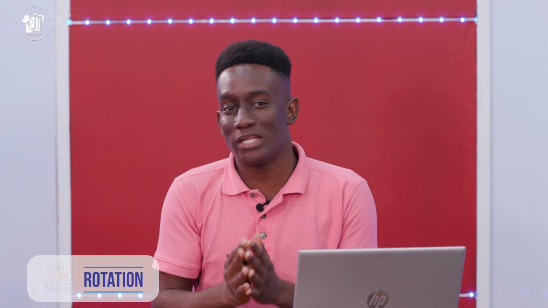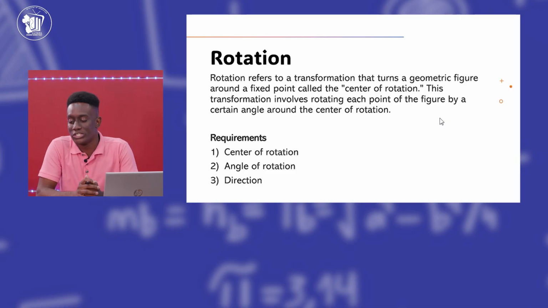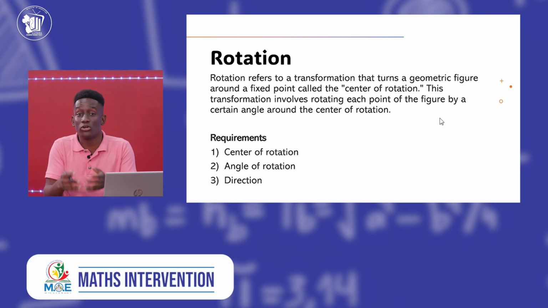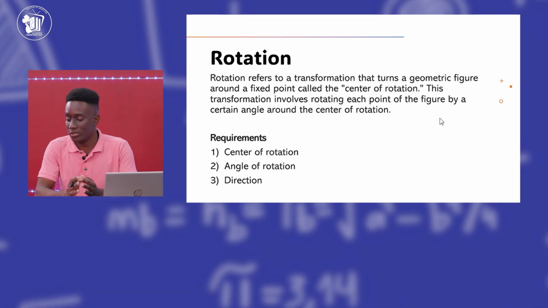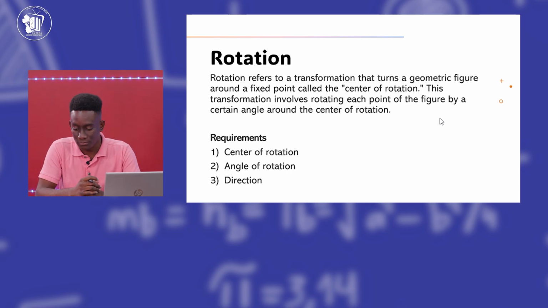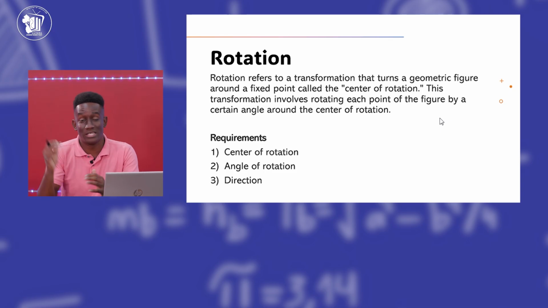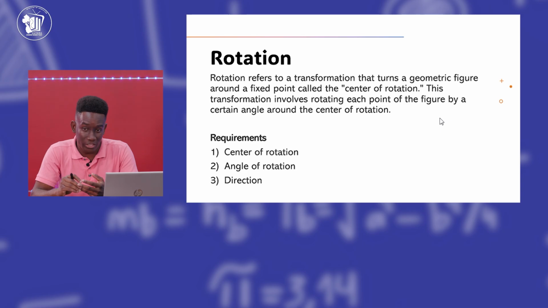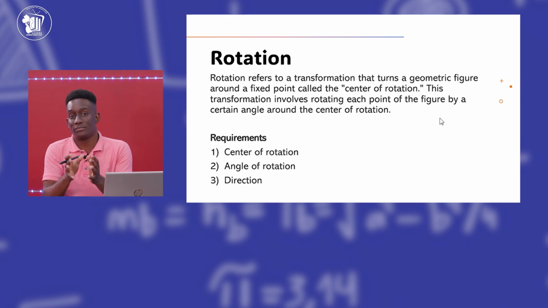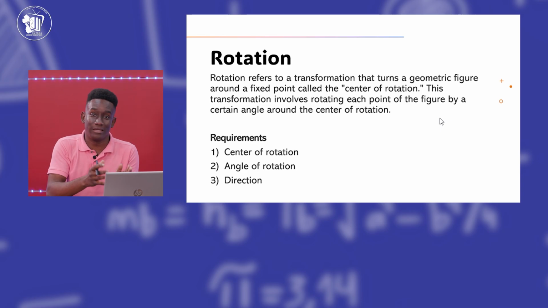In this video we will be looking at rotation, and let's head straight into it. Rotation refers to a transformation that turns a geometric figure about a fixed point called the center of rotation. This transformation involves rotating each point of the figure by a certain angle around the center of rotation. And like all of the other transformations, the requirements for rotation would be the center of rotation, the angle of rotation, and the direction. This direction will either be clockwise or anti-clockwise.